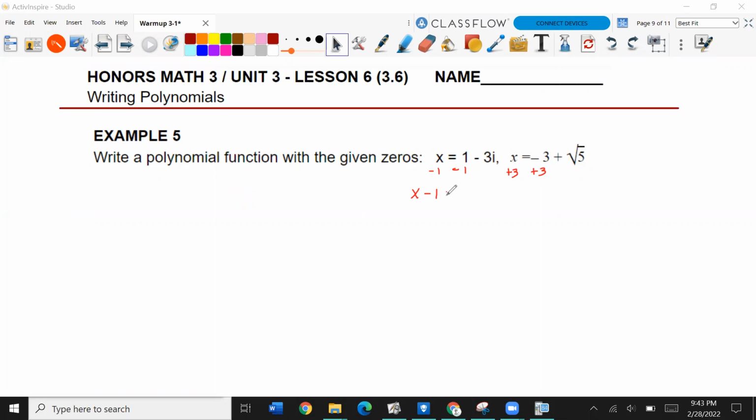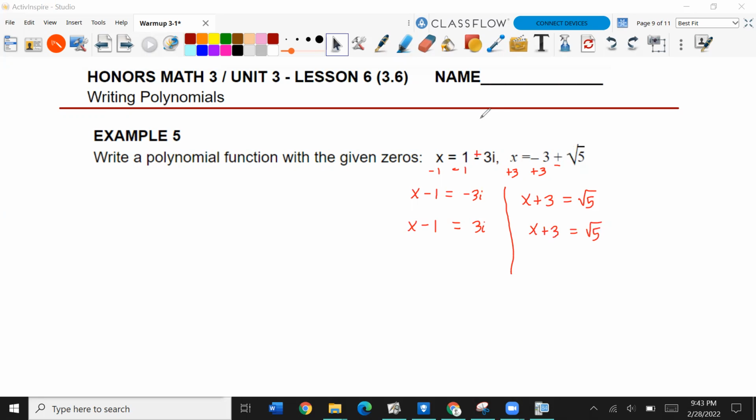X minus 1 equals negative 3i. Remember, this is a plus or minus. And then x plus 3, here, I'll split that up, is equal to the square root of 5. And again, that's a plus or minus. So if I'm writing this, I am going to ignore the negative with that 3, just say 3i. This one doesn't have the negative because it was already positive.